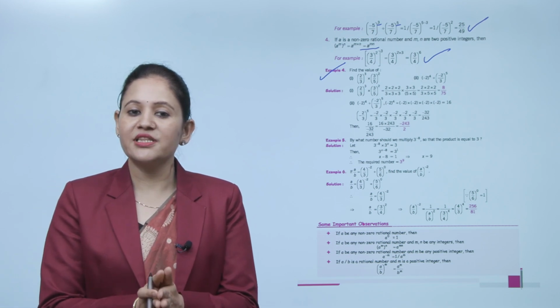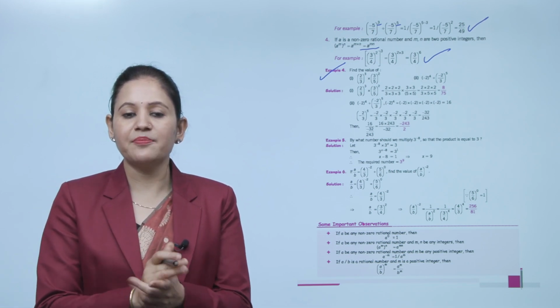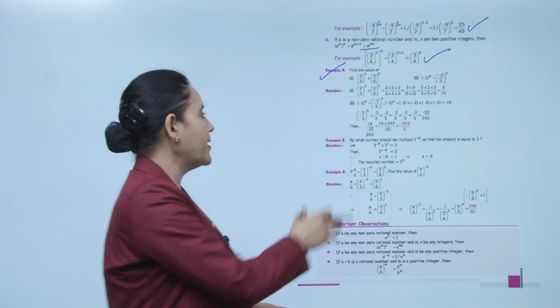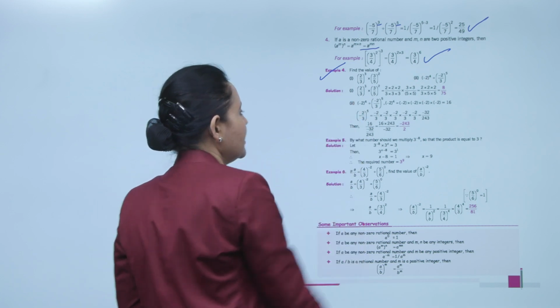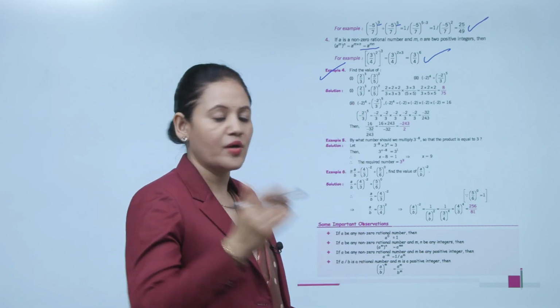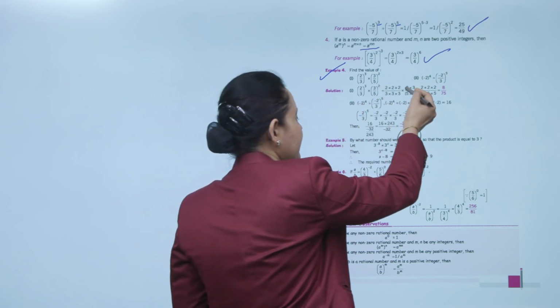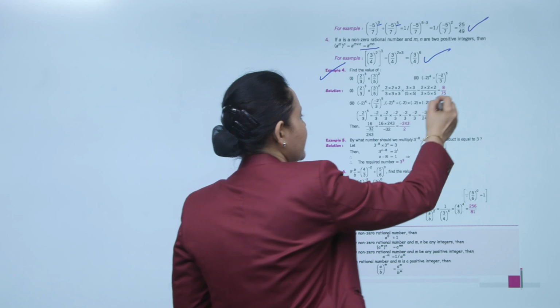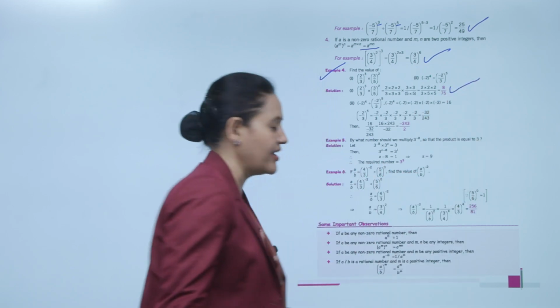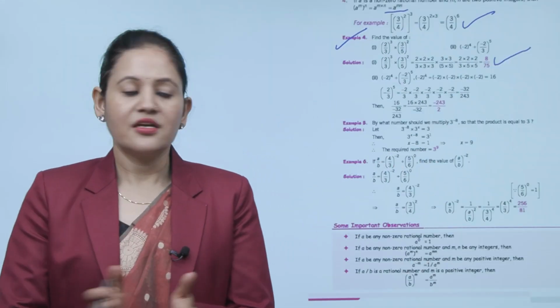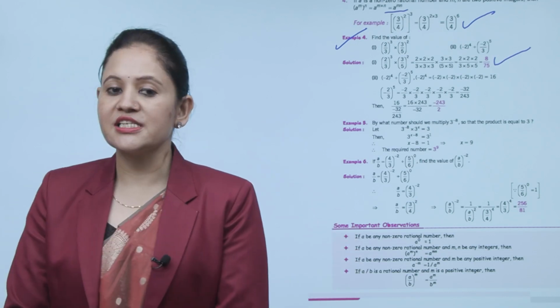Find the value of (2 by 3) to the power 3 multiplied by (3 upon 5) to the power 2. So (2 by 3) to the power 3 can be written as 2 into 2 into 2 upon 3 into 3 into 3, and (3 upon 5) to the power 2 can be written as 3 into 3 upon 5 into 5, that is equal to 8 upon 75. Clear? So you have to practice all these examples.